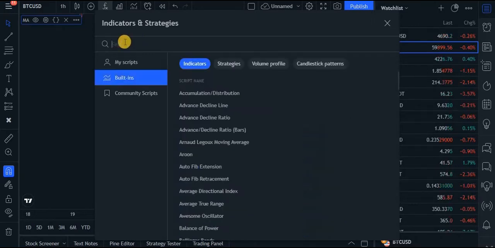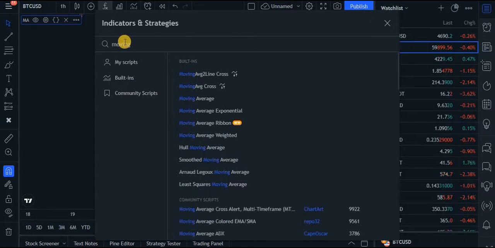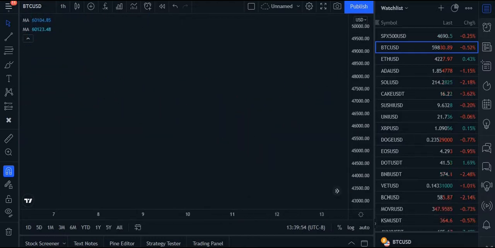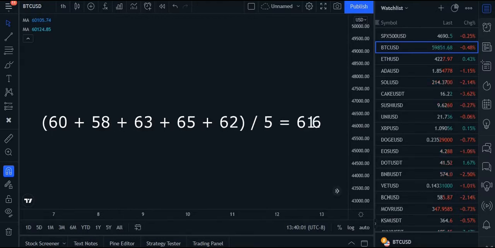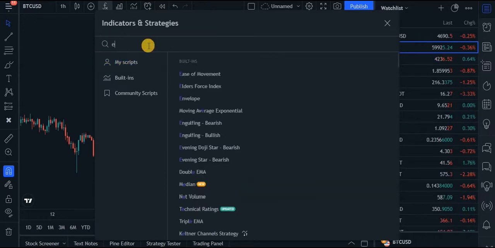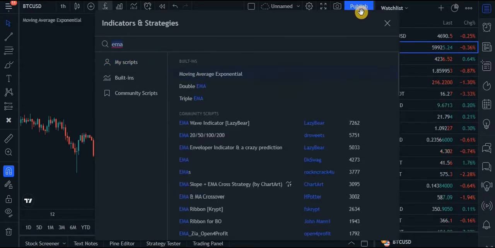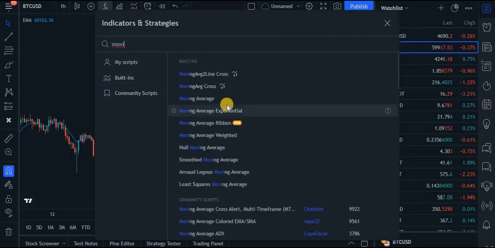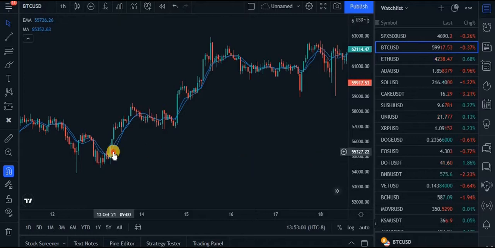The SMA is an arithmetic average of prices, or in other words, a simple average of n previous prices. For example, the close of the past 5 days for Bitcoin has been 60k, 58k, 63k, 65k, and 62k. In this case, our simple moving average is at 61.6k. On the other hand, EMA gives weight to the recent data, so the latest prices are more important than the former ones. As a result, we can say that EMA is more sensitive to current price changes.